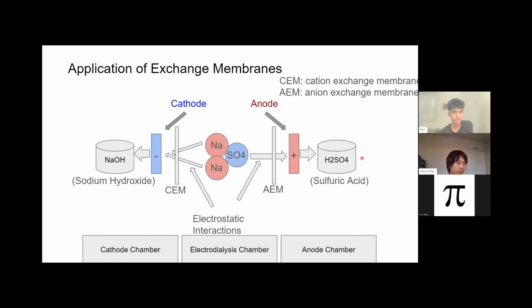As seen in the previous diagram, we're able to pull off sodium and sulfate into their respective chambers, allowing us to concentrate sodium hydroxide and sulfuric acid separately over time. We can summarize this process into three chambers, with the electrolysis chamber being the one where new sodium sulfate is pumped through continuously, and that's where it gets separated into both sides.